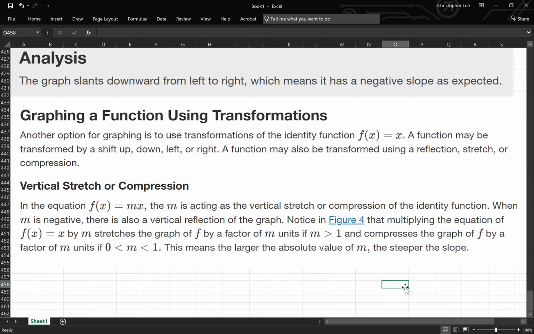Wait, hold on, wait a minute. What, I just lost where I was? Compression of the identity function.